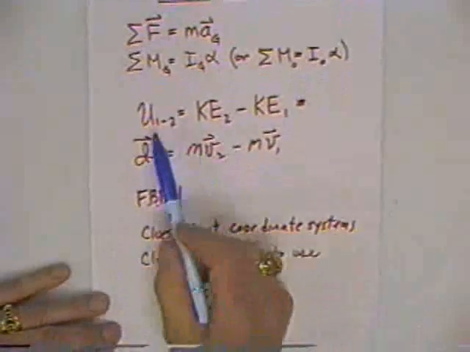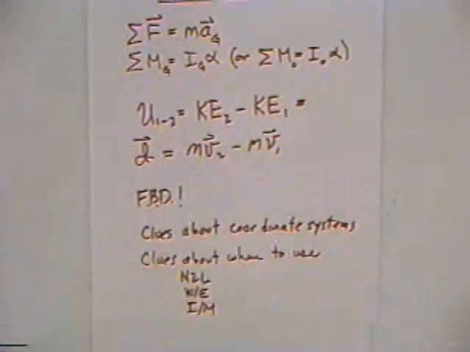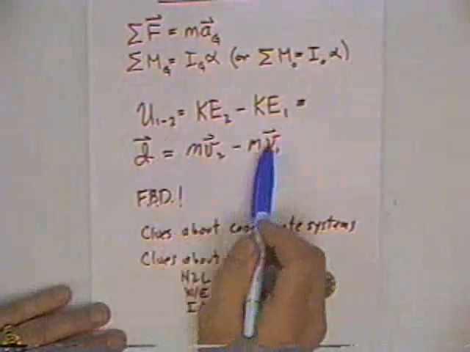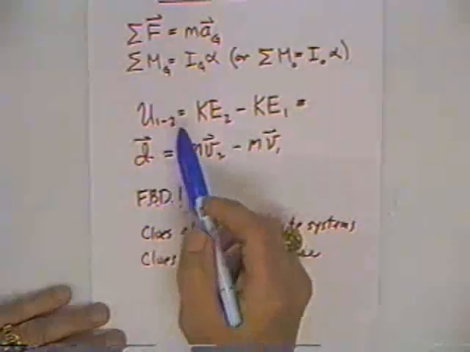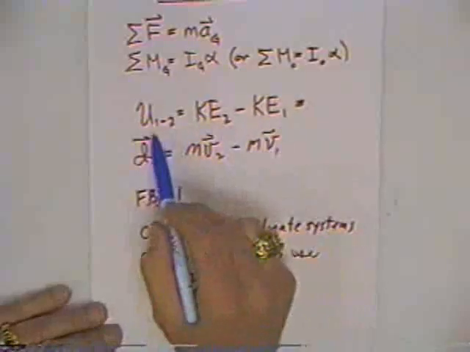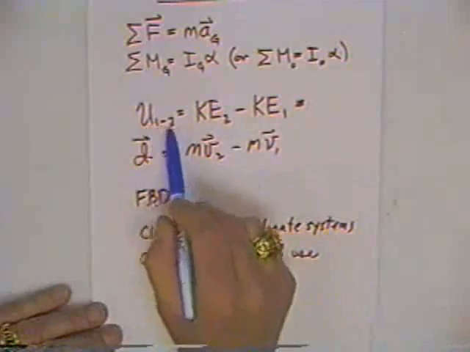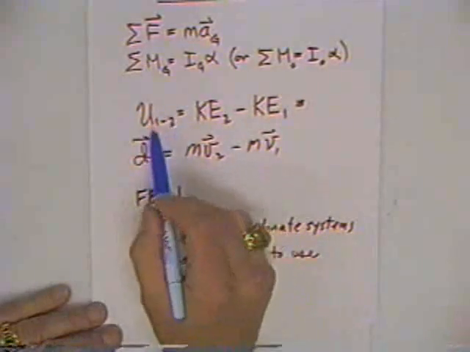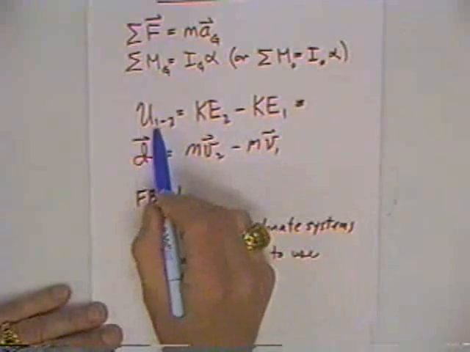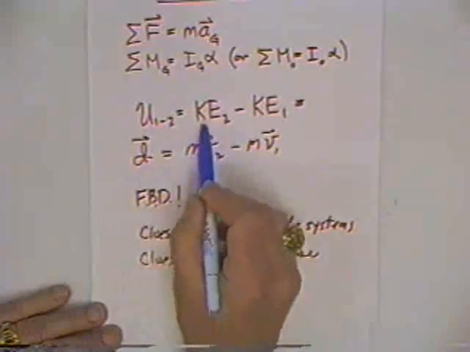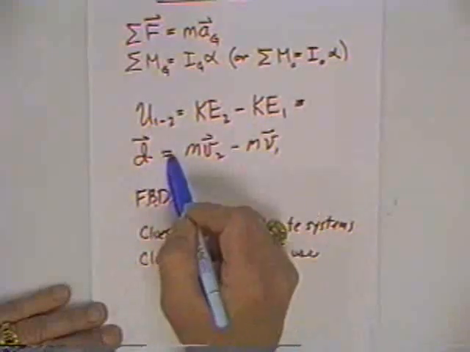We also looked at 2 other methods. I'm emphasizing here that one of them is a scalar method, work energy, no vector signs there, and one of them is a vector method, impulse momentum. The work energy principle says that the work that's done on a system, which could be a particle, a rigid body, or a group of particles or rigid bodies, between configuration 1 and 2, or time 1 and time 2, or position 1 and position 2, whatever you want to think of those, is equal to the change in kinetic energy between those two positions.